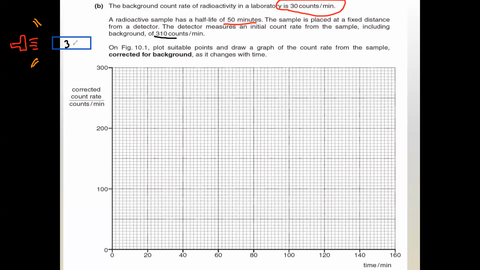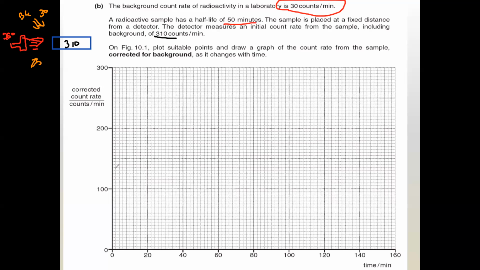So the detector reads 310. Out of 310, 30 radiations are from the background. So how many radiations are coming from the source? If 30 are from the background, how many are coming from the source? 310 minus 30 equals 280. So basically 280 radiations are coming from the source. So for the corrected counts, we remove the background and only include the source.